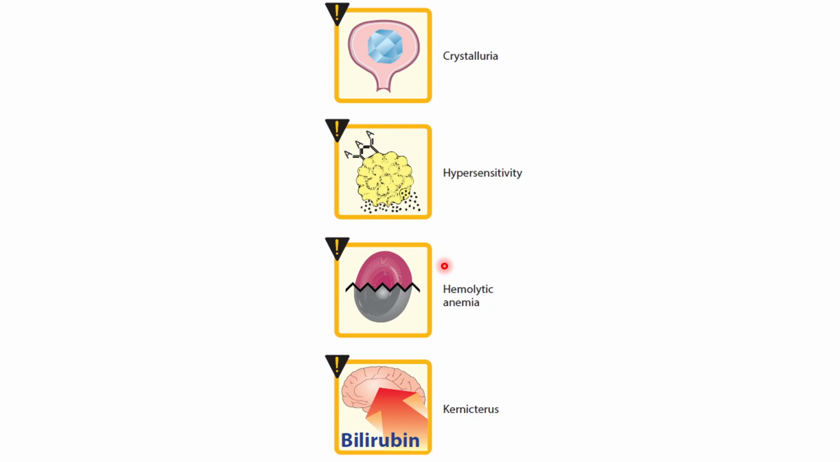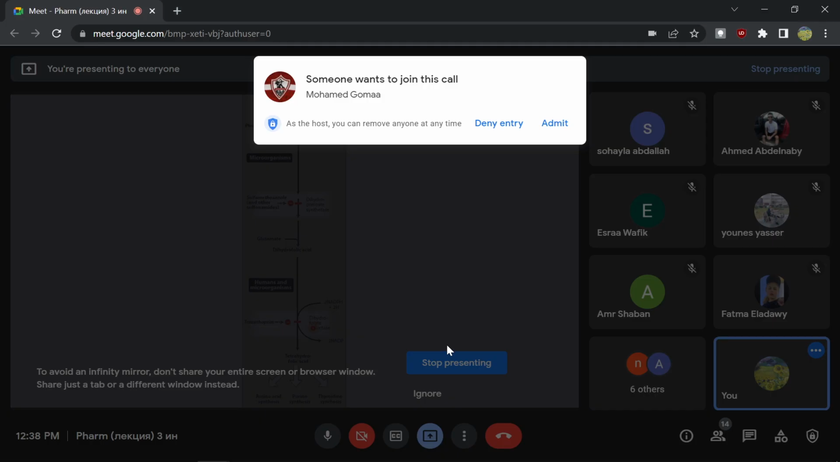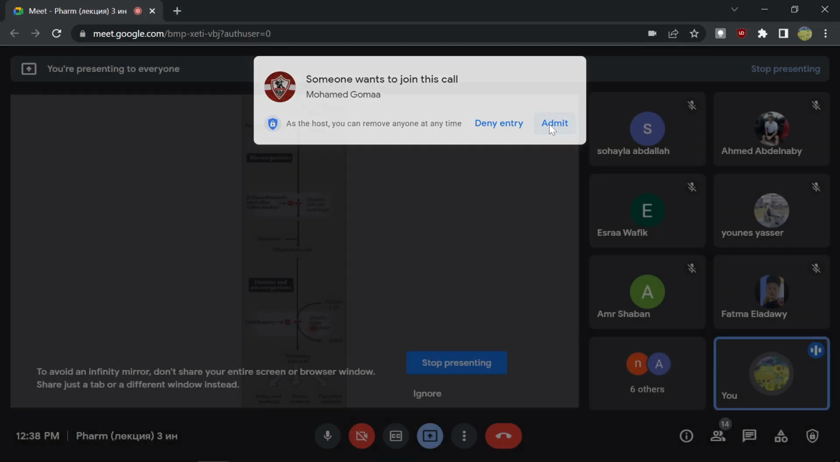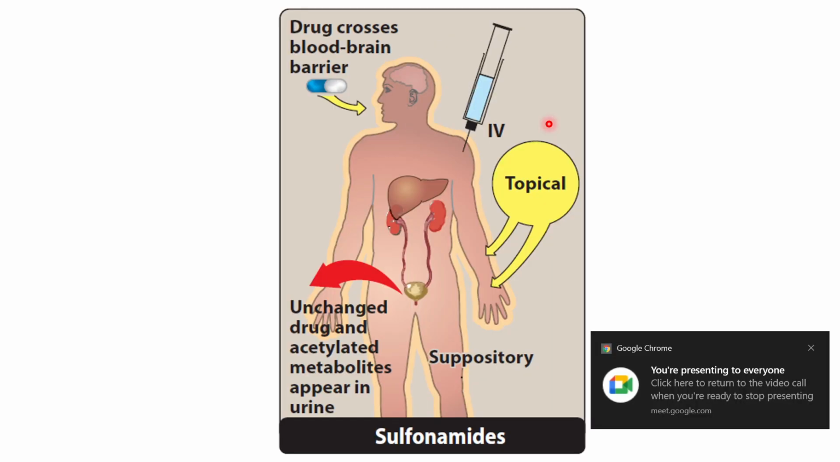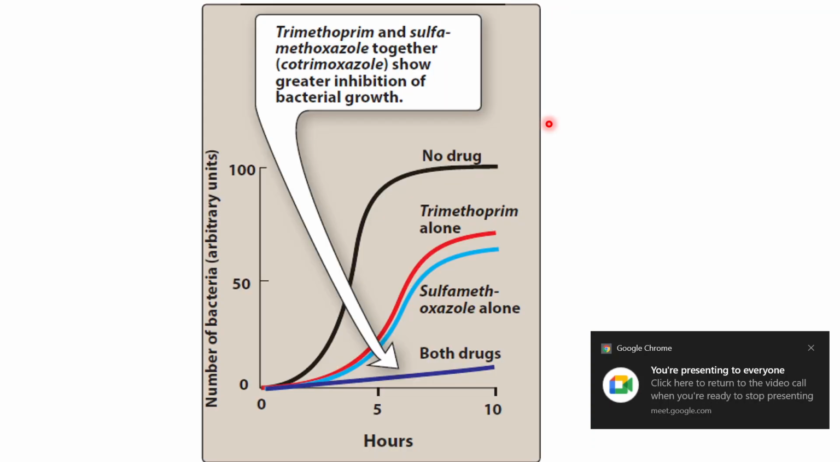So methenamine is an antiseptic. Urinary tract antiseptic. So trimethoprim is an inhibitor of the bacterial dehydrofolate reductase. So that is the second step. And when combined with the sulfonamides, it increases the efficiency of the sulfonamide.